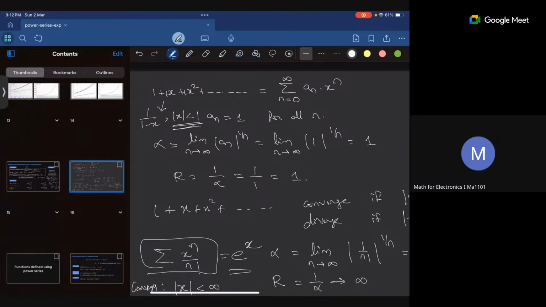Okay, at 9:15 we will start talking about the functions. Okay, so how do we represent a power series as a function? Okay, and then we'll talk about exponential functions also.